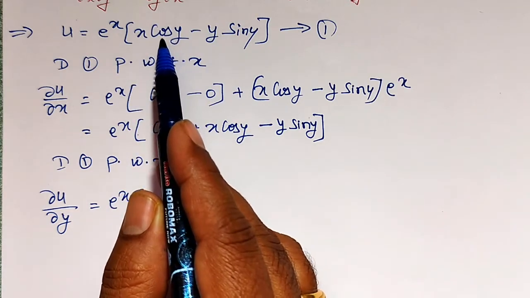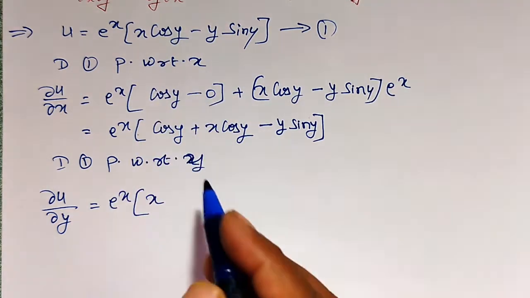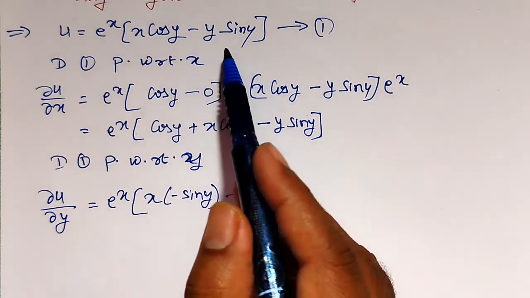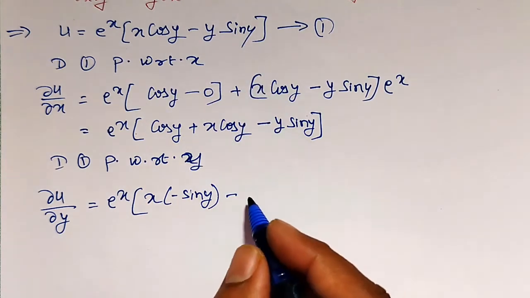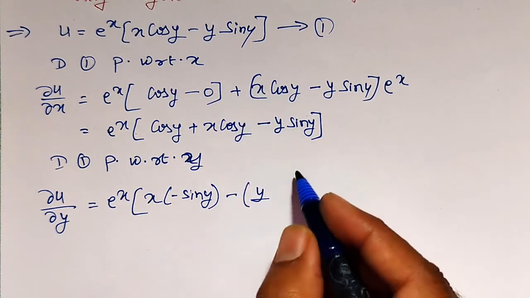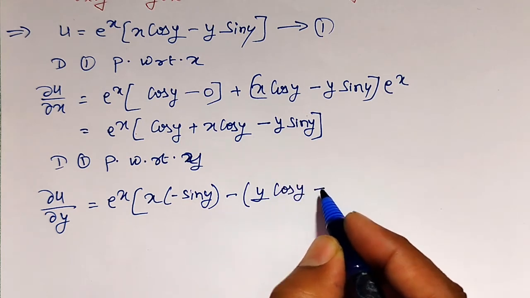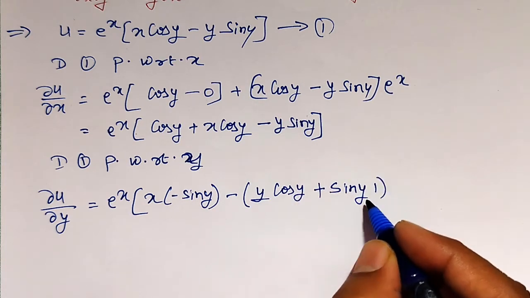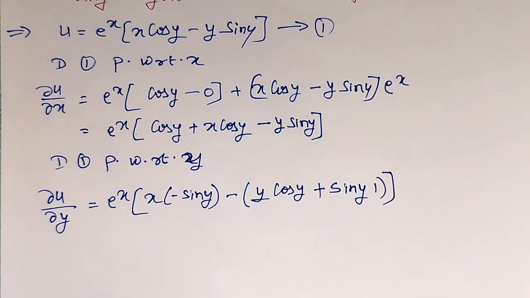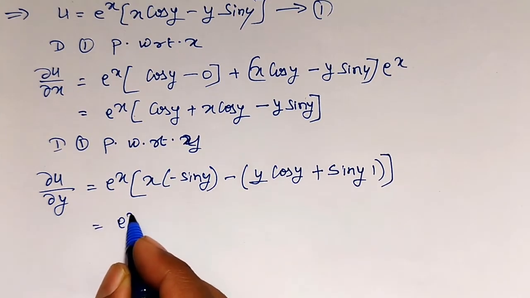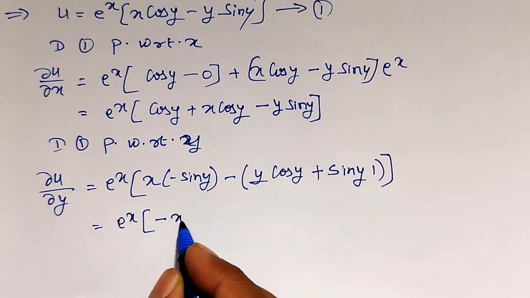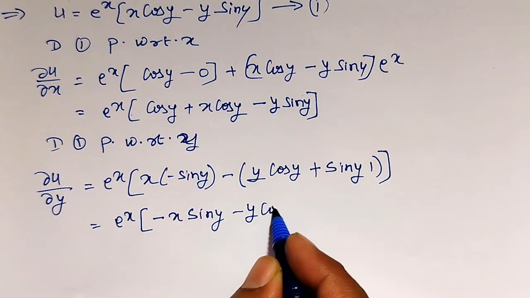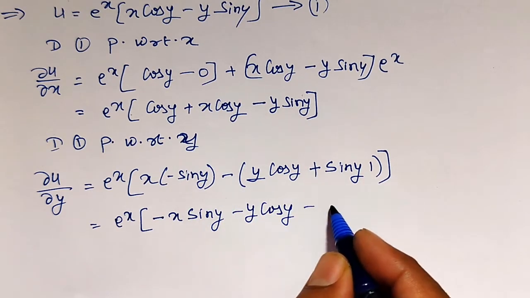x into sin y. Again x is constant, differential of cos y is minus sin y, minus differentiation of y into sin y. You have to use the product rule here. That is y into differentiation of sin y is cos y, plus sin y into differentiation of y with respect to y is 1. This one we can simplify and you can write it as e raised to x into bracket minus x into sin y minus y into cos y minus sin y.